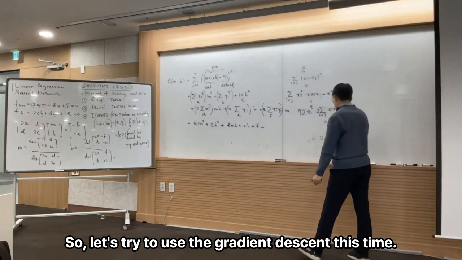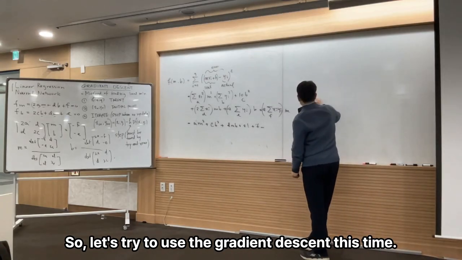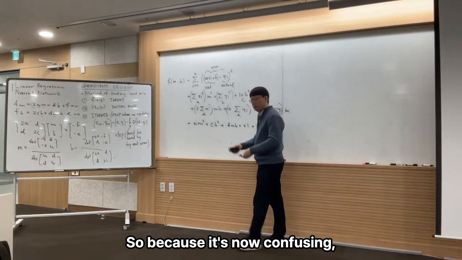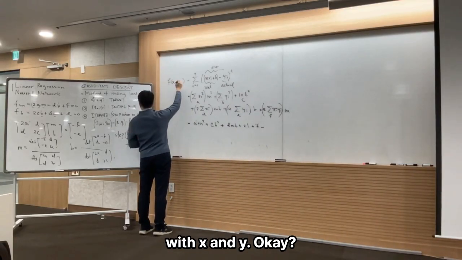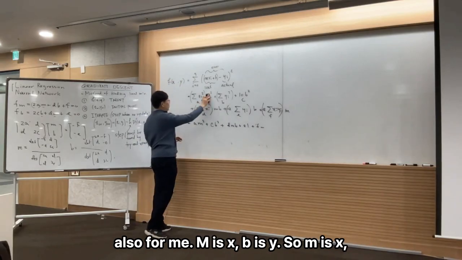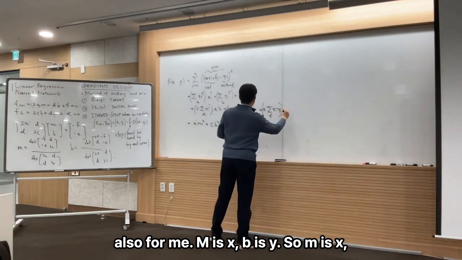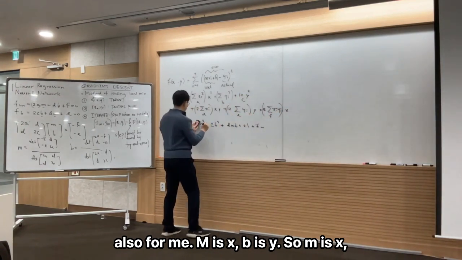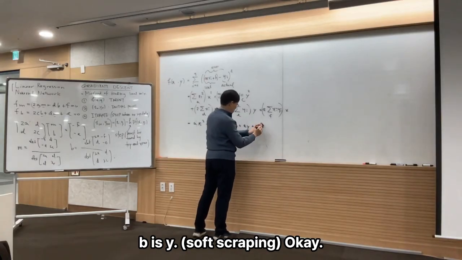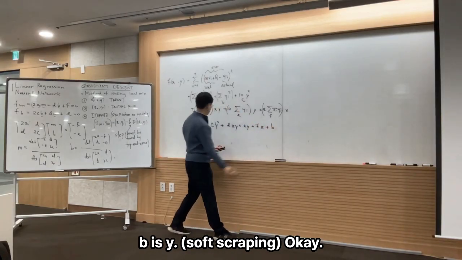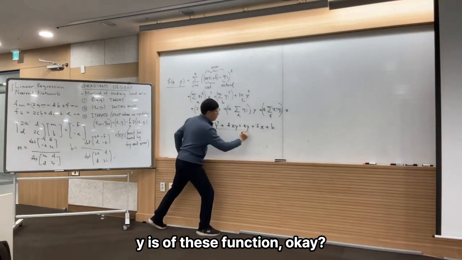So let's try to use gradient descent this time. Because it's now confusing, let's change our M and B to X and Y. Maybe that's better for you to understand, and also for me. M is X, B is Y. So you can see this function now, f of x comma y.